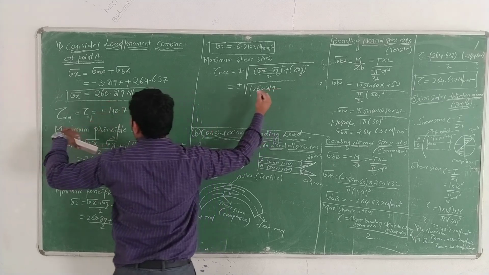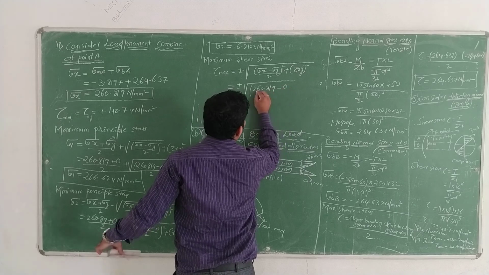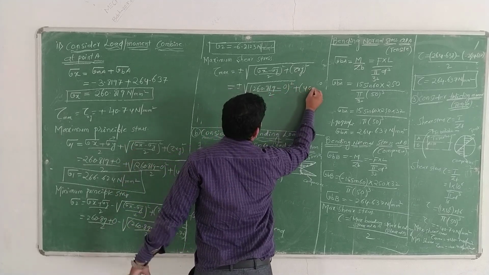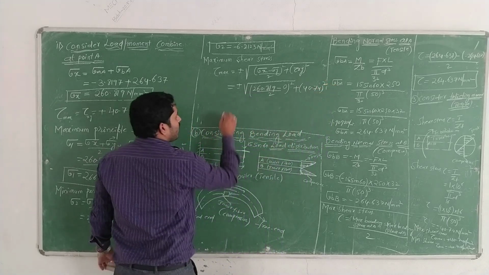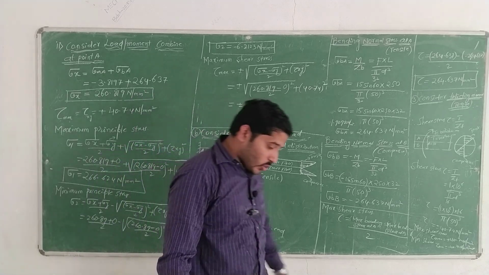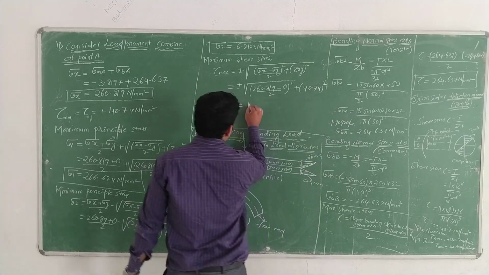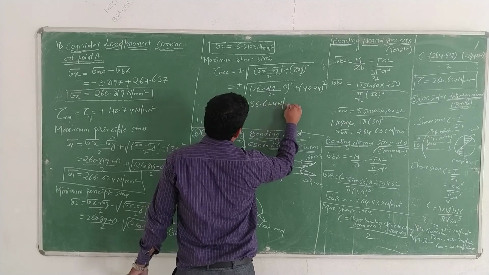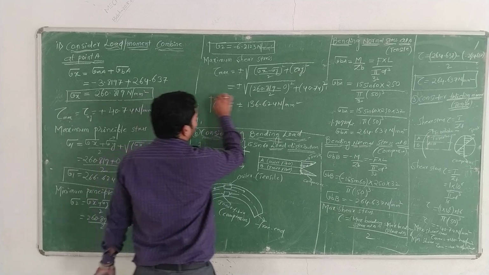Sigma y value is how much here? Sigma y is 0 by 2 whole square. Tau xy value is 40.74 whole square. Okay, dear. If you calculate by the calci, then you will get the answer. I am getting the answer as 136.624 Newton per mm square. That is the value of maximum shear stress at point A.